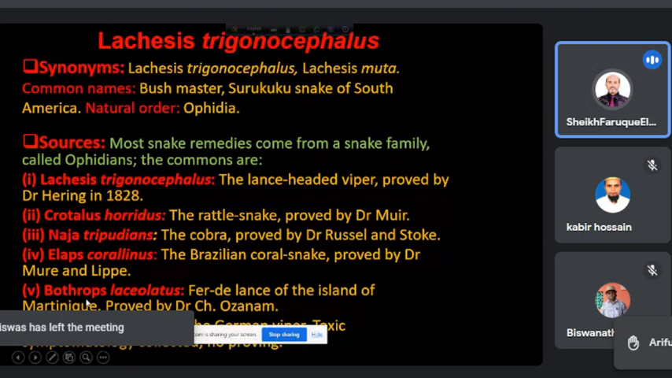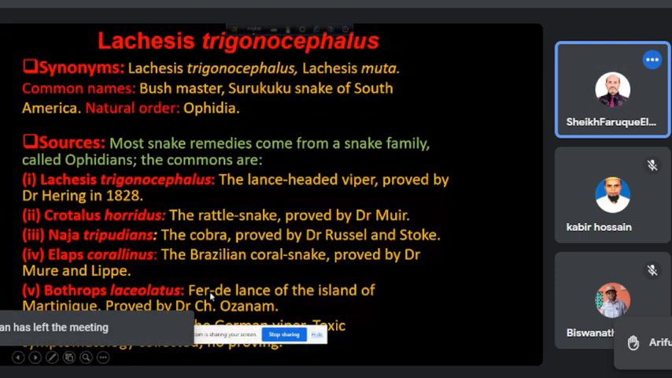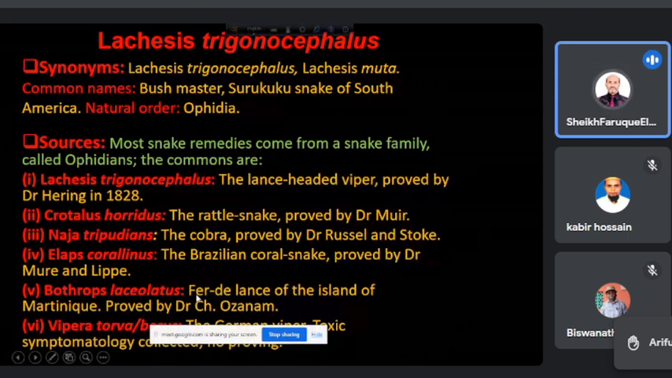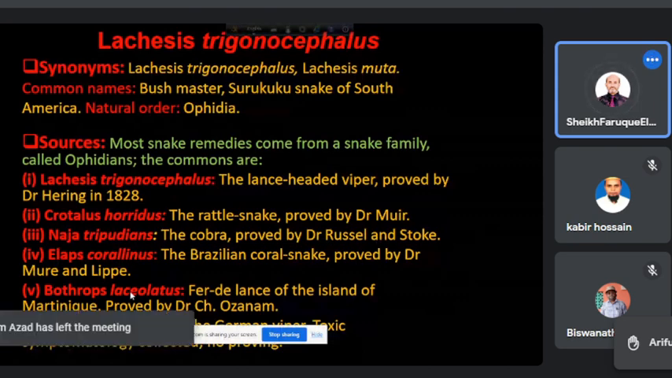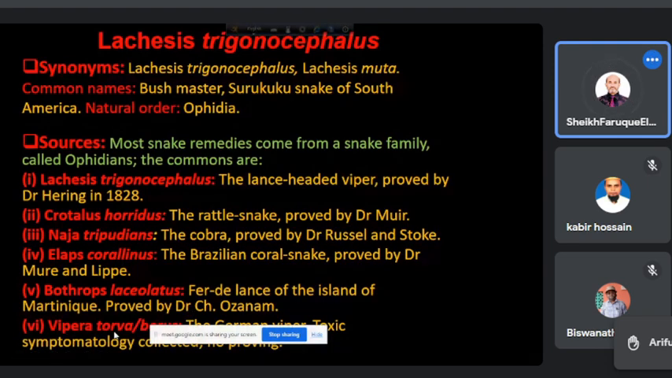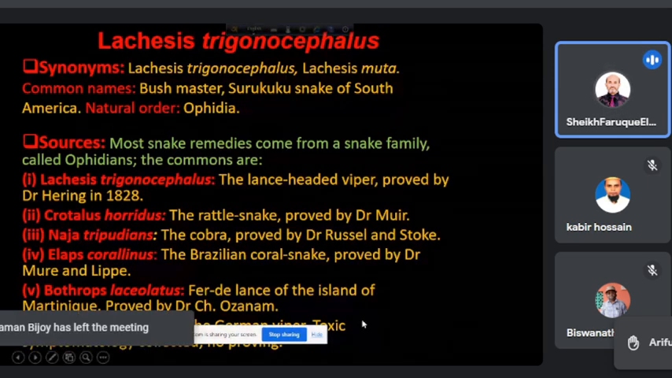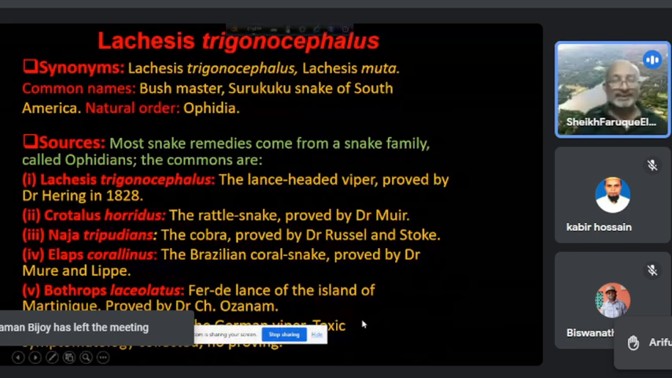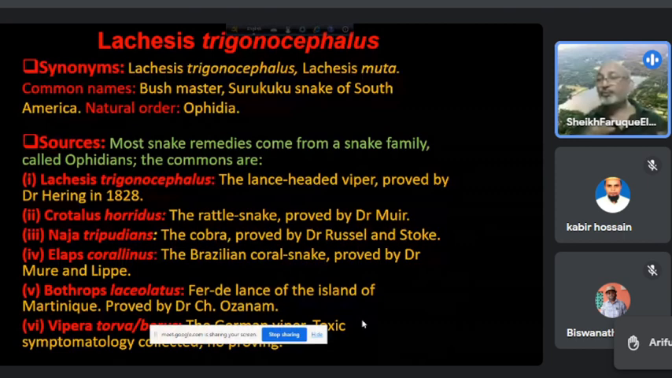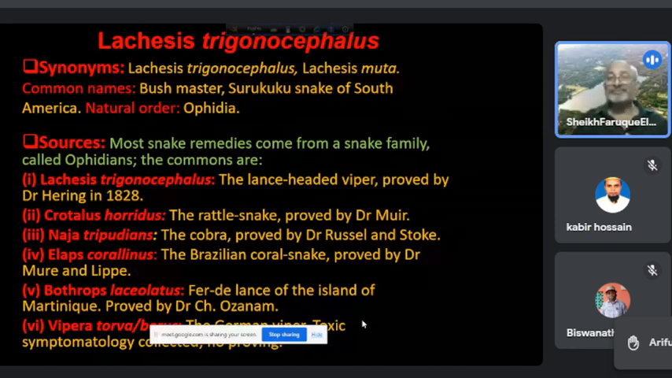Then Bothrops, very good drug. Bothrops lanceolatus. Also, there is a proving. This is called Fer-de-lance of the island of Martinique. Martinique Island has this snake. This is Dr. Odanam. Then Vipera torba or berus. This is also very toxic or poisonous drugs, but it is not proved in Hahnemannian way. But its symptoms are collected from its toxic symptomatology from the patients themselves.